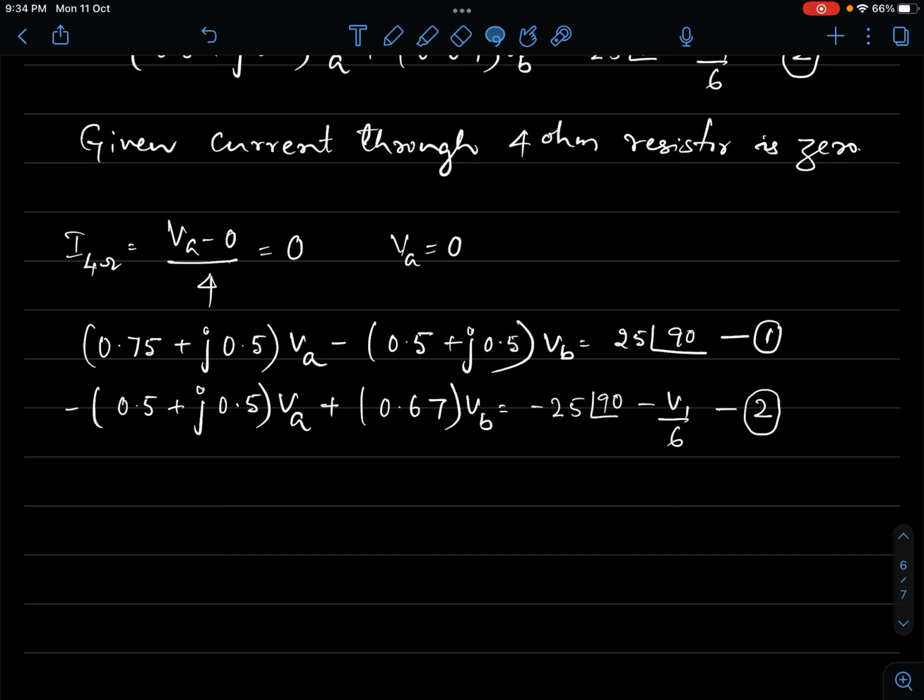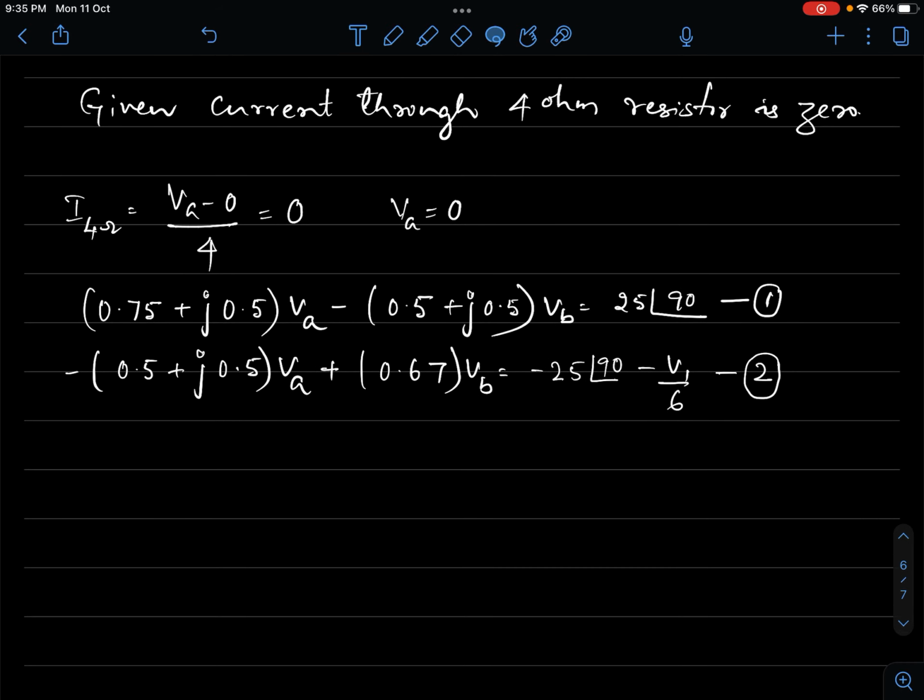Okay, I've taken equation 1 and equation 2, kept one underneath the other. So what is the expression for VA? We will use Cramer's rule. VA is equal to, we write the discriminant delta using the coefficients this, this, this and this. Okay, that's how we write discriminant delta in Cramer's rule.